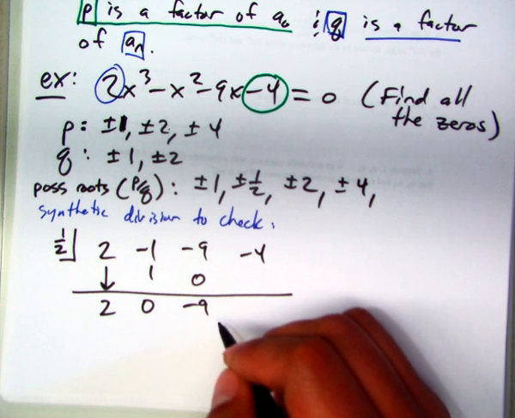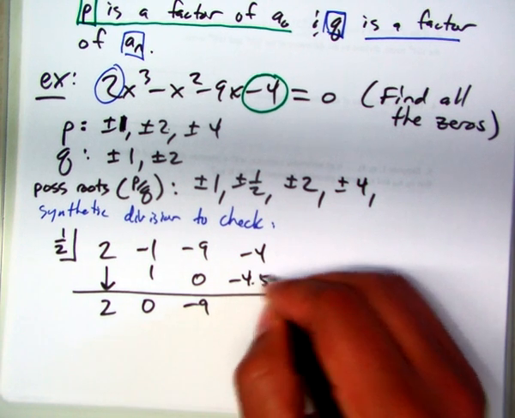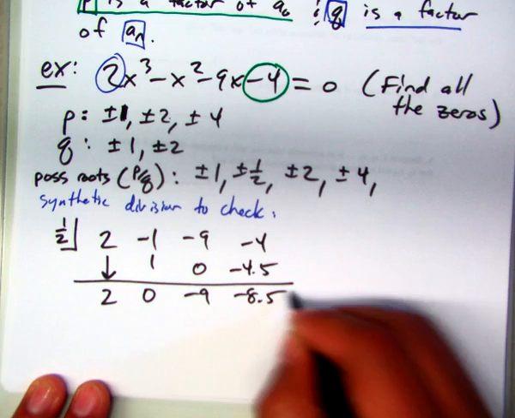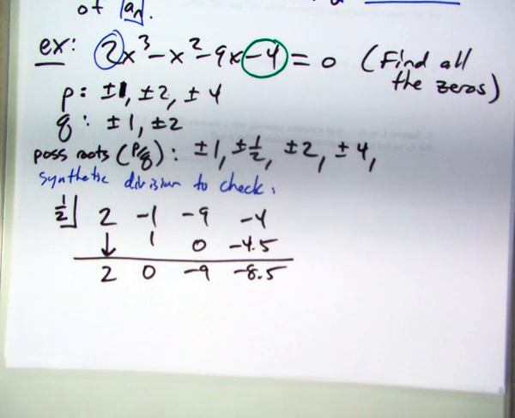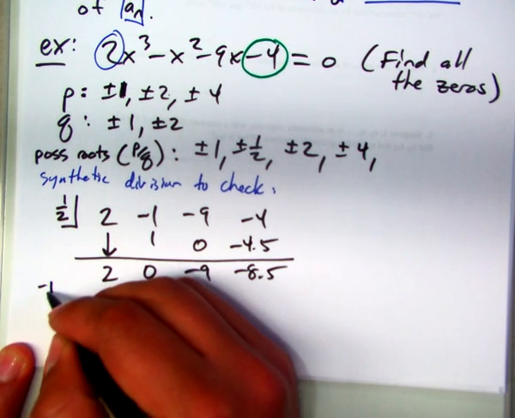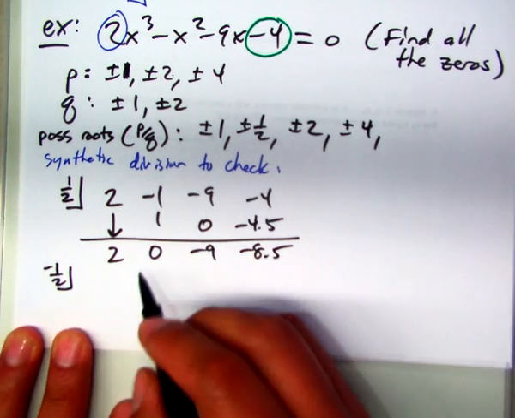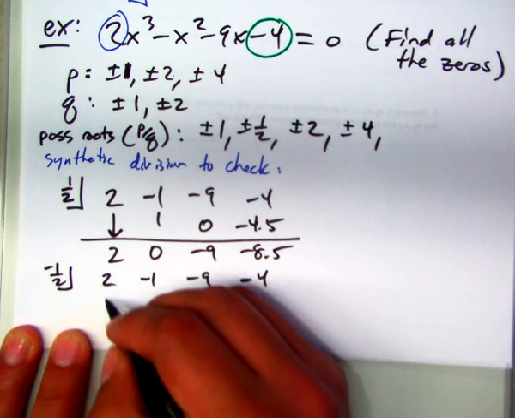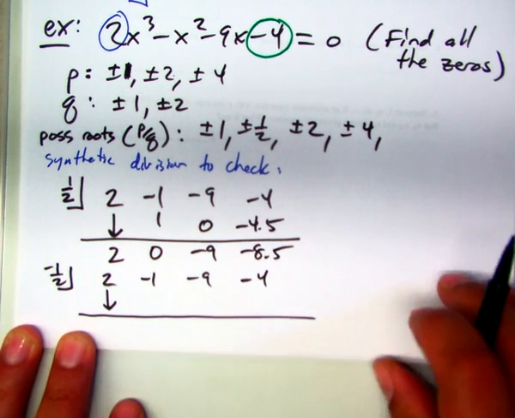-9 times 1/2 is -4.5. This doesn't work because we get a remainder of -8.5. Okay, maybe I'll do -1/2 now. So I'll do the same thing, check with synthetic division to see if -1/2 is indeed a root.